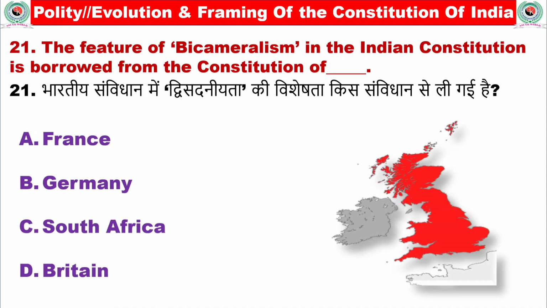Next, the feature of bicameralism in the Indian Constitution is borrowed from the Constitution of dash. The correct answer is option D, Britain.